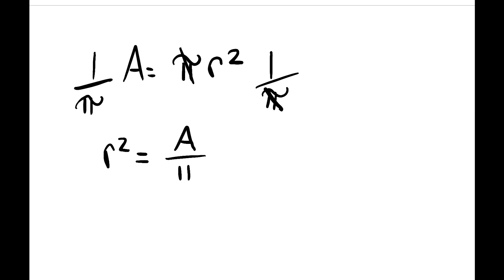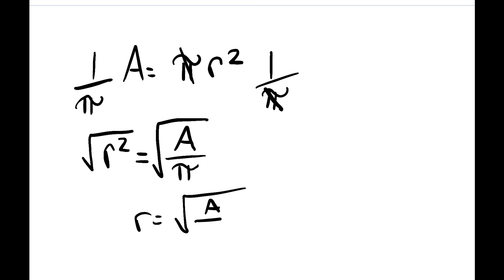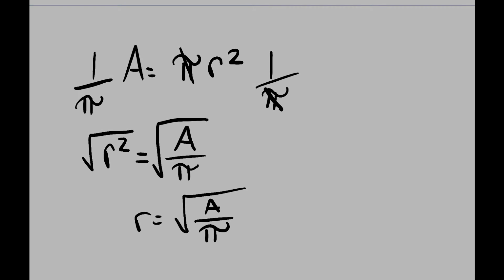We're still not quite there yet. We're now dealing with some exponents and square roots. We have to get rid of the exponent. And how we do that is we're going to square root it. We're going to take the square root of r squared. We have to do the same thing on the other side. R is equal to the square root of A over pi.